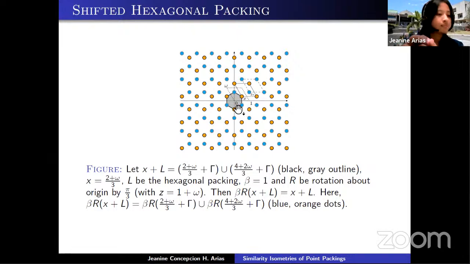So since R is the 60-degree rotation about the origin, it is clear that βRx + L is equal to x + L itself. So if you rotate about the origin by 60 degrees, all the points will just go to the same set of points.